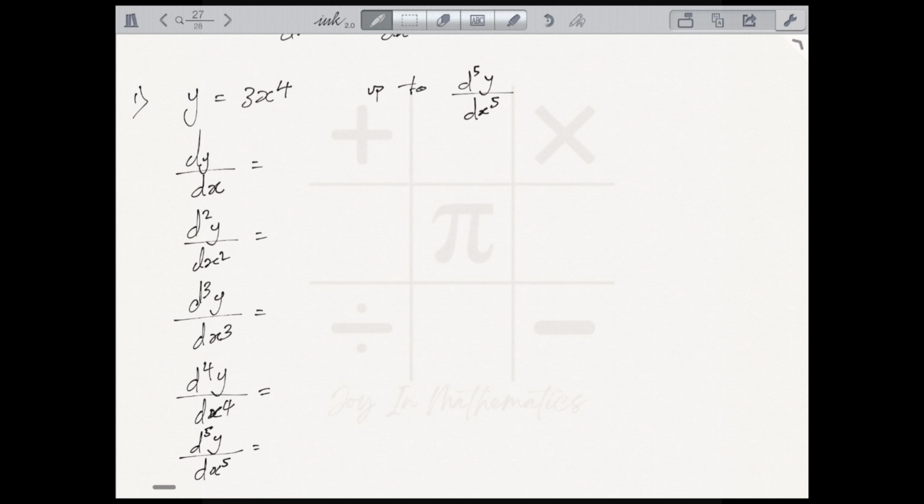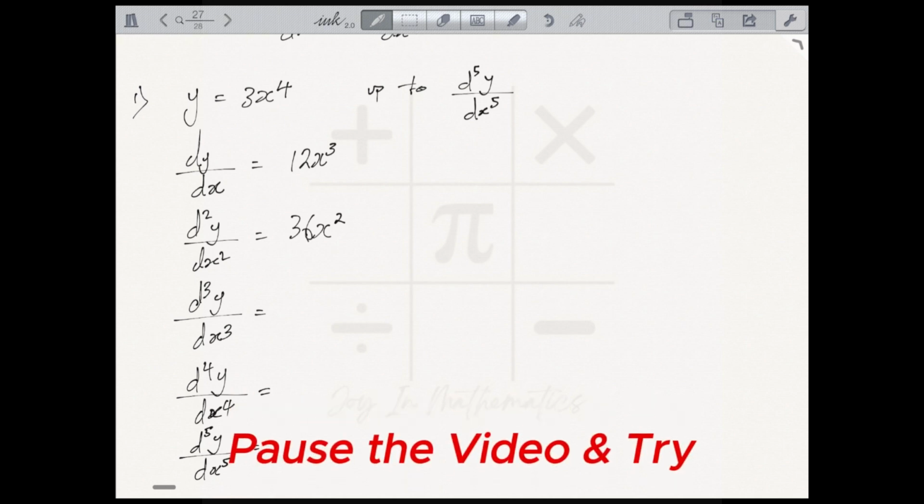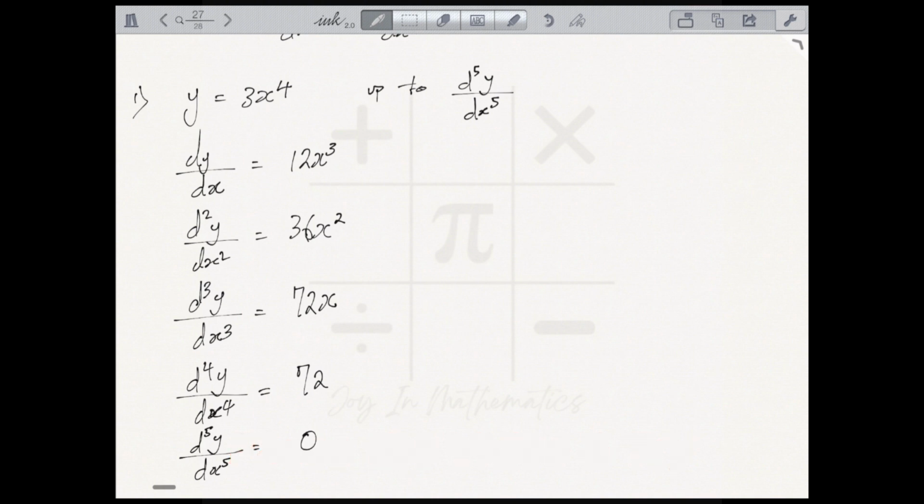So if we differentiate 3x raised to power 4, we are going to have 12x raised to power 3. If we differentiate 12x raised to power 3 again, we are going to have 36x raised to power 2. Differentiating 36x raised to power 2, we are going to have 72x. Differentiating 72x, we have 72, and differentiating 72, we have 0.